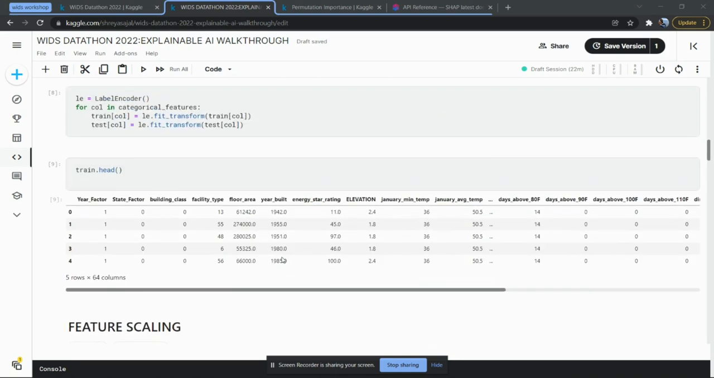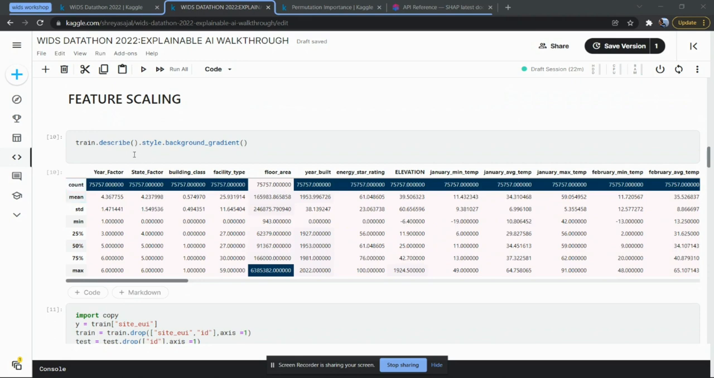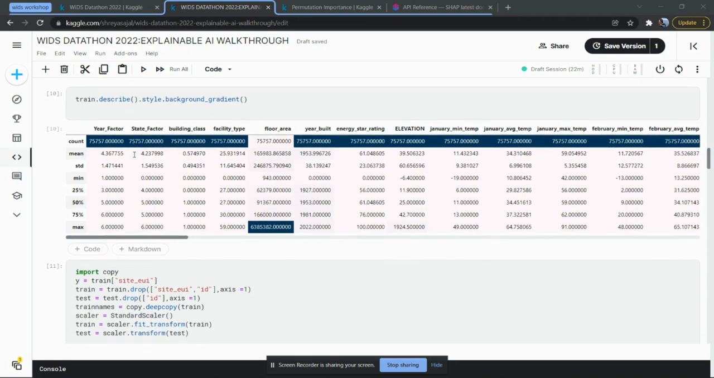So after the label encoding, I move to feature scaling. It is important because when you see this data frame, you can see that for some features you are having the minimum value 1, maximum value 6. For some you are having minimum values in lakhs and maximum values in like 10 lakhs range. So these features are not at all scaled, and it can create a number of problems in the final model. When you are fitting the model, it cannot give optimal results because of the non-scaled features.